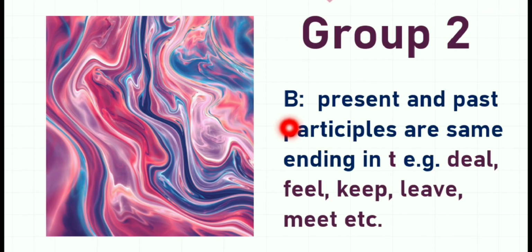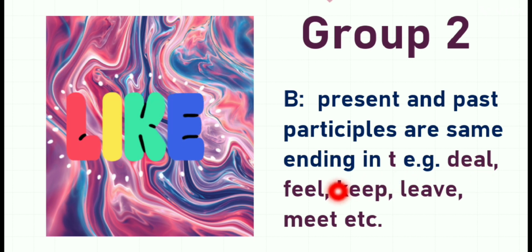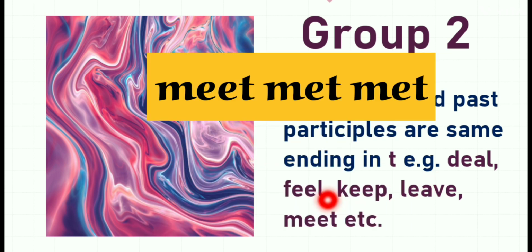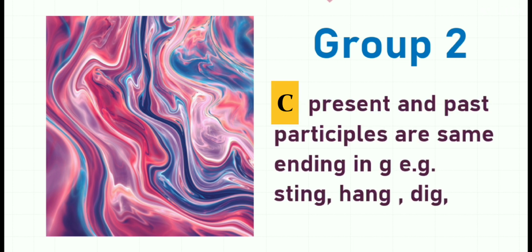In category B, the verbs where the second and third forms are the same, ending in T, are included. For example, deal becomes dealt, dealt; feel becomes felt, felt. In the same way, keep, leave, meet, etc. Now category number 3, which is C of group 2, is where the second and third forms are the same, ending in G. For example, sting, stung, stung; hang, hung, hung; dig, dug, dug, etc.